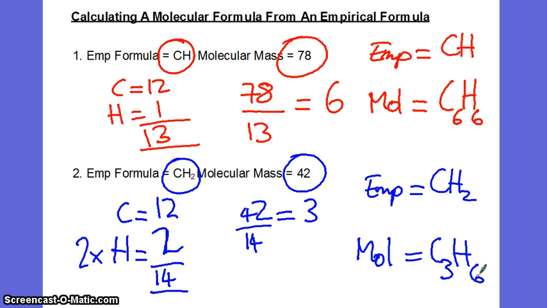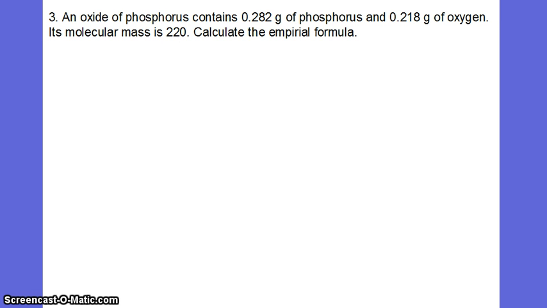So on to the next slide. We might have to do it from scratch. We might have to take our masses and then calculate an empirical formula and then use that to calculate its molecular formula. So here it says calculate the empirical formula, but we should also add and molecular formula. There, terrible handwriting.